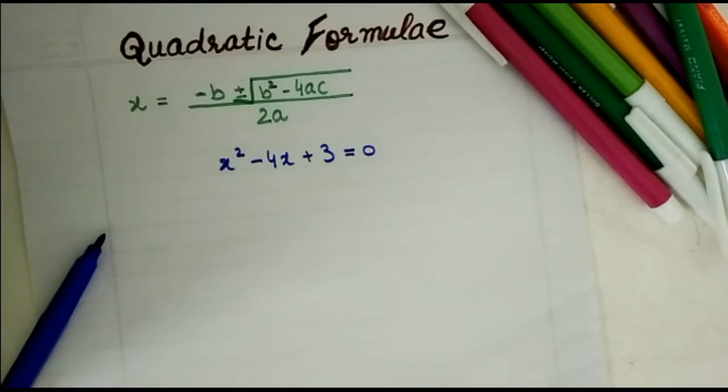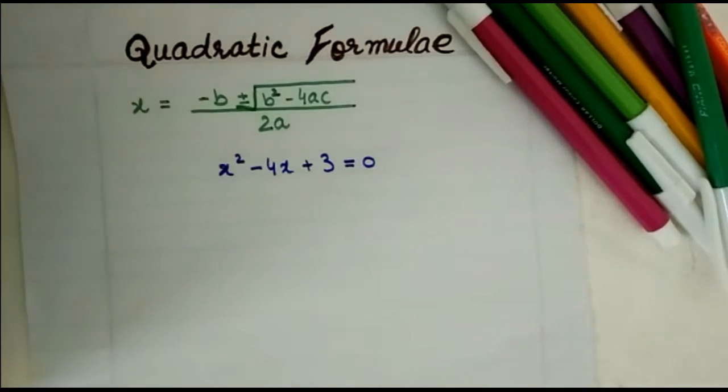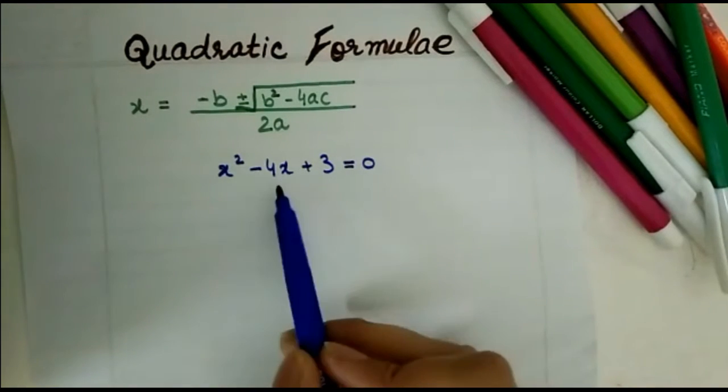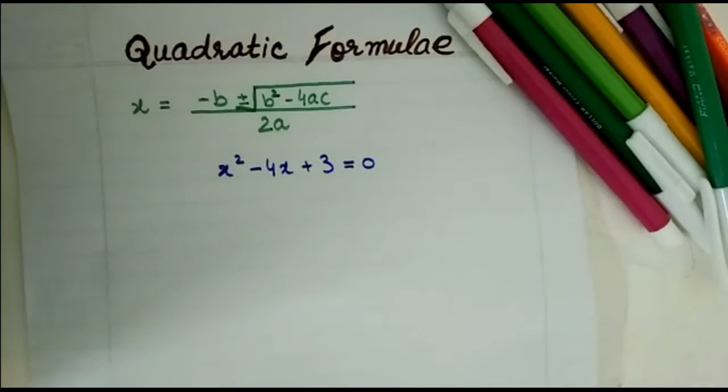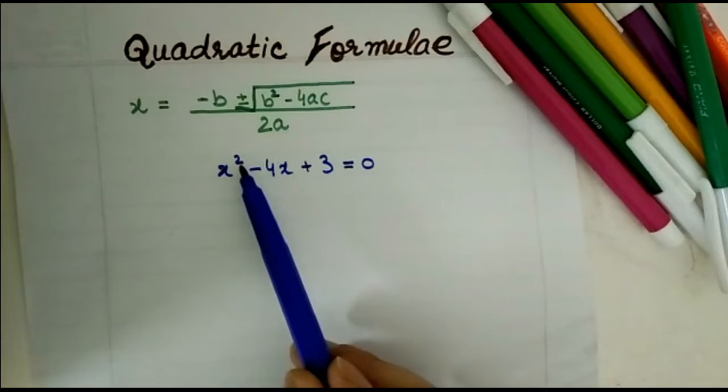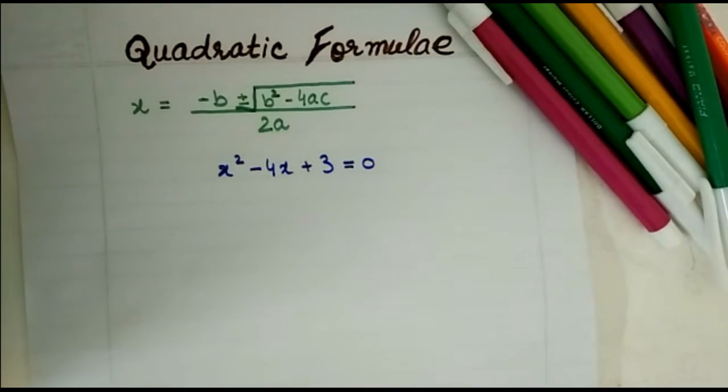Hello guys, today I am going to make you learn the concept of using a quadratic formula to solve a quadratic equation. Over here I have written a quadratic equation in blue. How can we say that it is a quadratic equation? We can say that because the highest power of x in this equation is 2. Whenever there is a highest power 2 in an equation, we call it a quadratic equation.